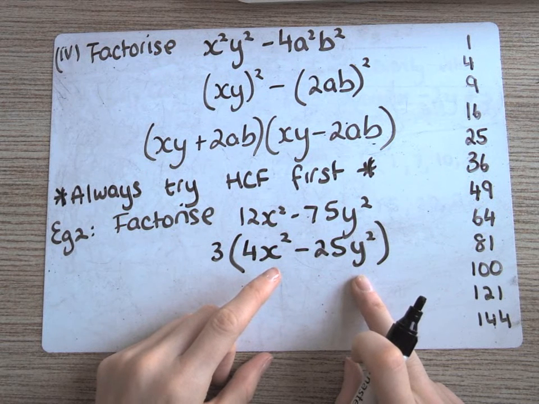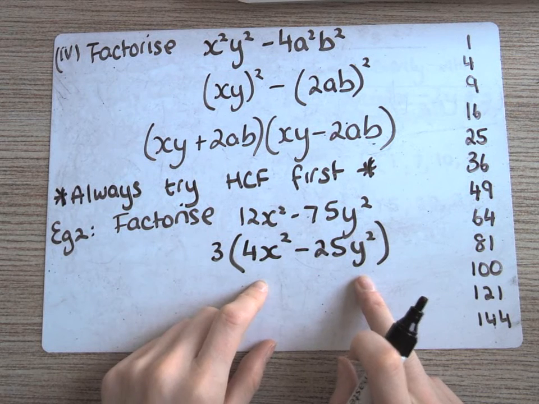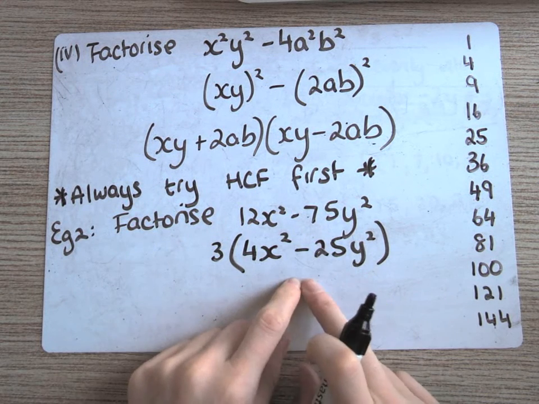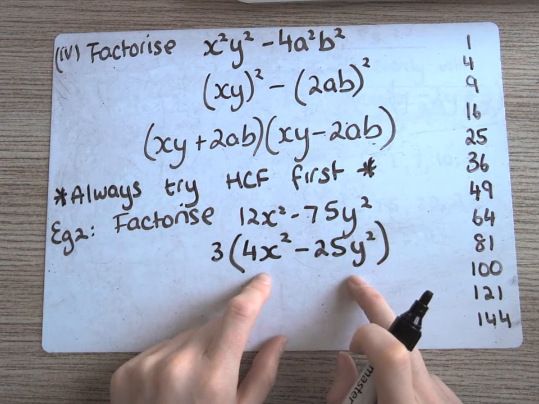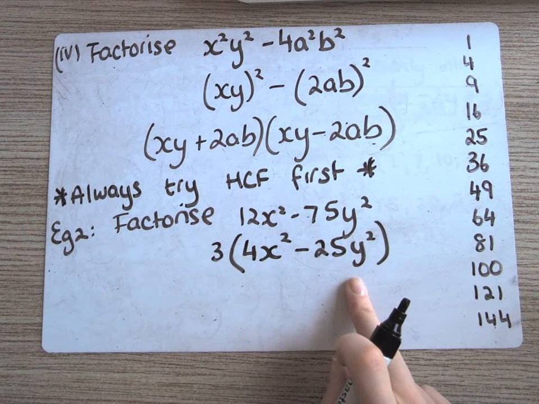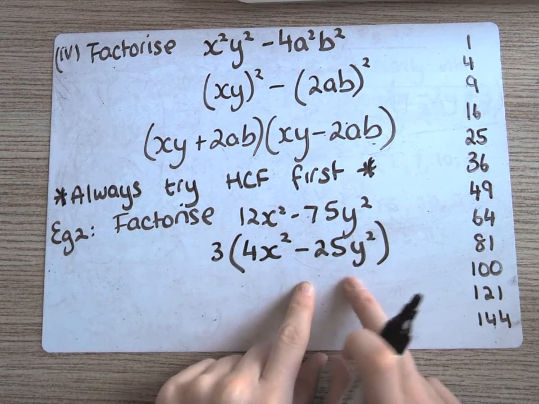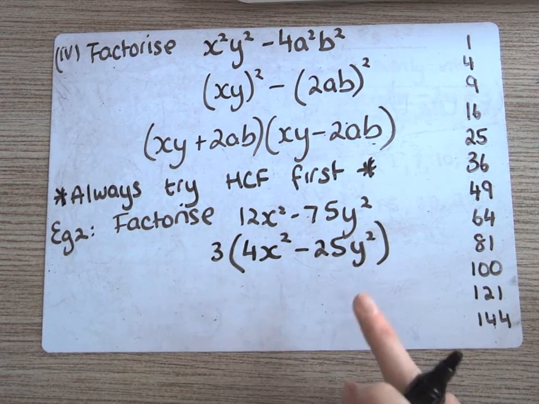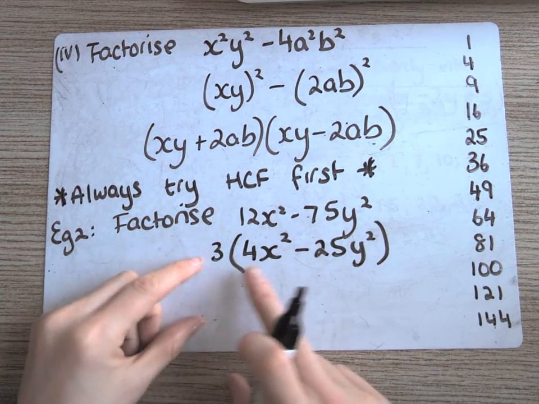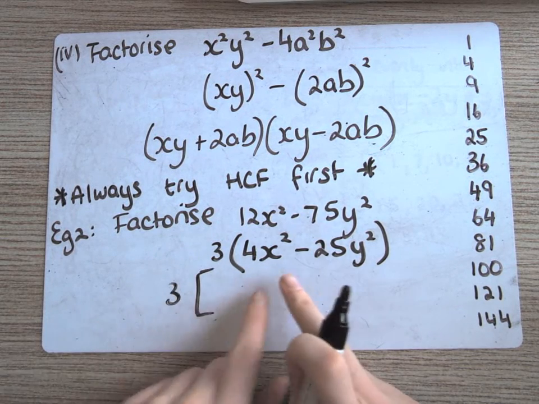Start writing. This is not grouping. Look at those numbers. What do you notice about them? They're difference of 2 squares, aren't they? That's a square number, that's a square number, and I have a minus in the middle. So I've actually got 2 sums in here. I've got highest common factor first. Now keep that 3 outside.